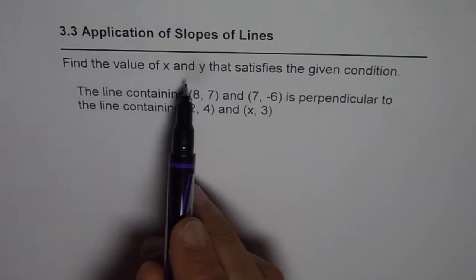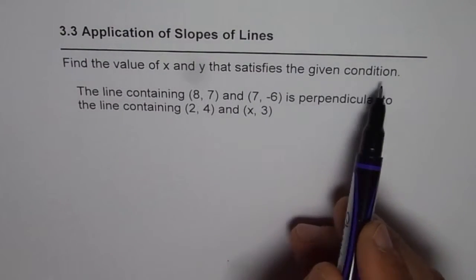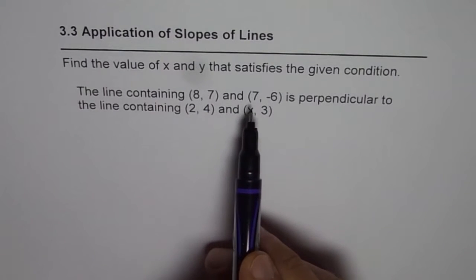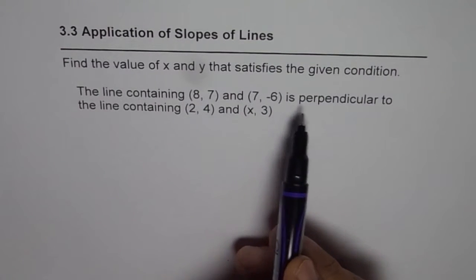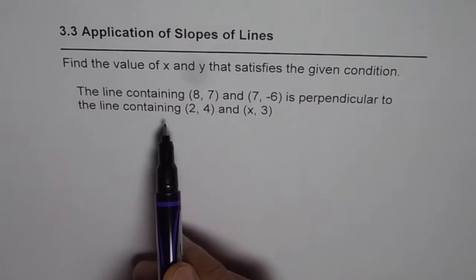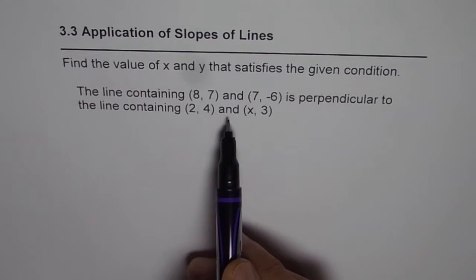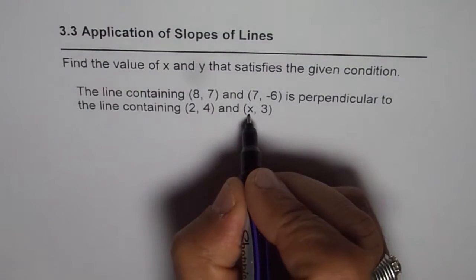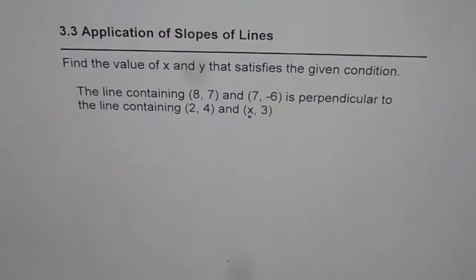Find the value of x and y that satisfies the given condition. The line containing (8, 7) and (7, -6) is perpendicular to the line containing (2, 4) and (x, 3). So in this particular case, we have one variable. We need to find the value of x.